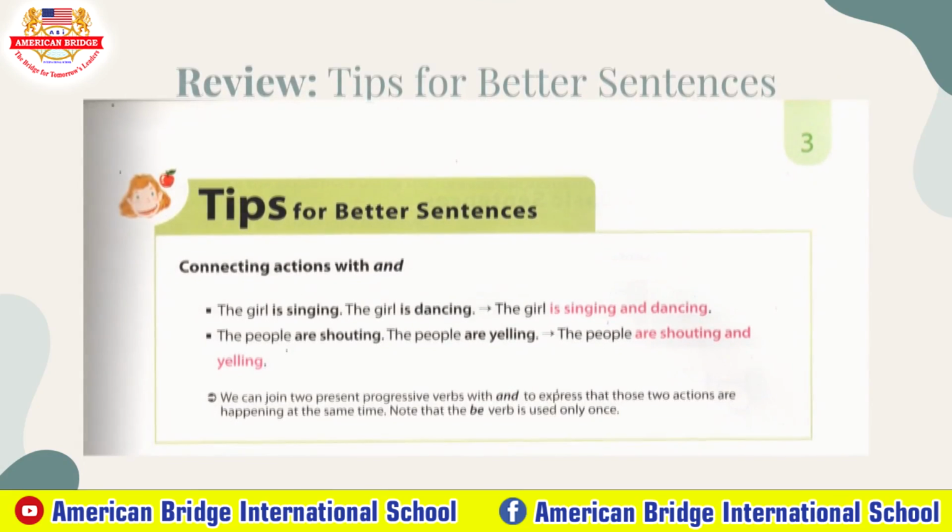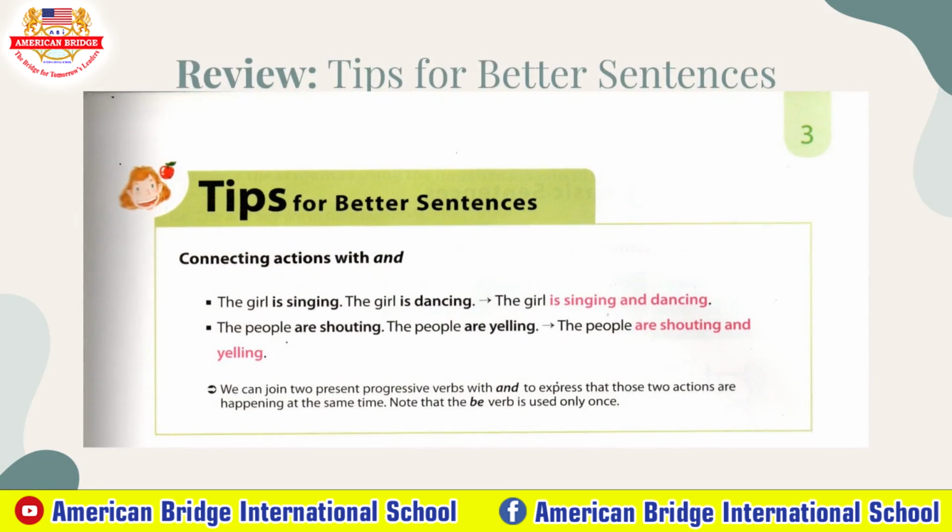So here's our review from our previous lesson. Tips for better sentences. Connecting actions with and. So we are going to recall this topic one more time. Here are the examples. The girl is singing. The girl is dancing. So we have how many sentences for this first example? We have 2, right? Now, what we are going to do is we need to combine present progressive verbs with and. So here's the example. The girl is singing and dancing.